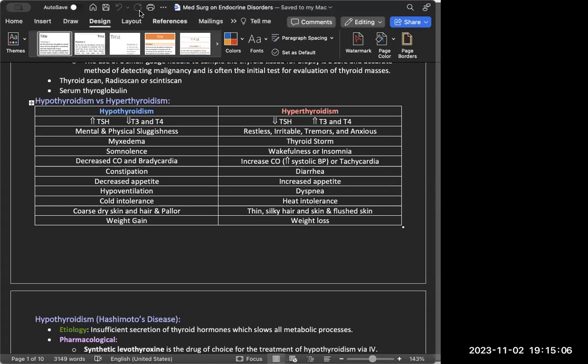But with hypothyroidism, they're more calm and tired and everything is slowed down. So that's the difference between those two, hypo and hyperthyroidism. They're complete opposites. So I think if you are able to know one, you know the other. But the priorities in these two situations become myxedema coma for hypothyroidism and thyroid storm for hyperthyroidism, as these are emergencies.